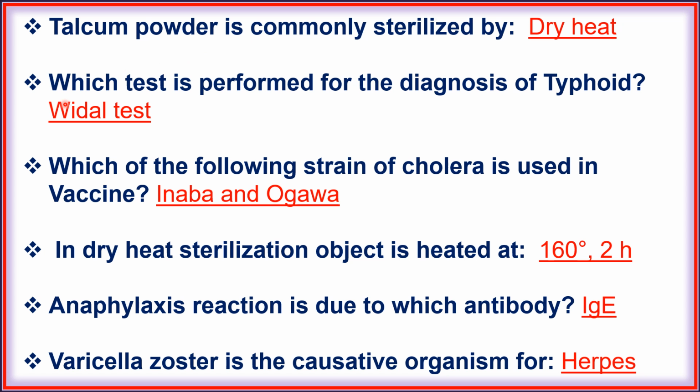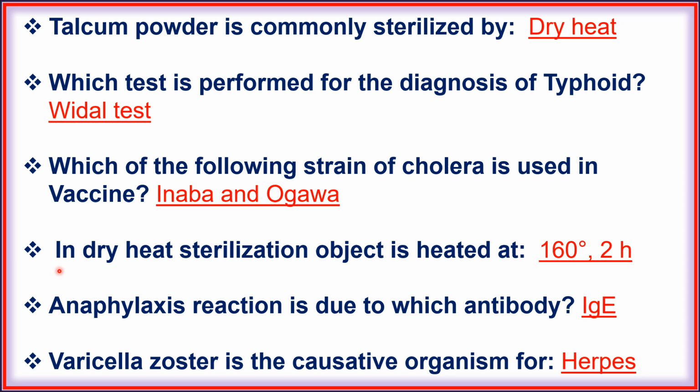Next, which test is performed for the diagnosis of typhoid? That is Vidal test. Next, which of the following strain of cholera is used in vaccine? That is Inaba and Ogawa.